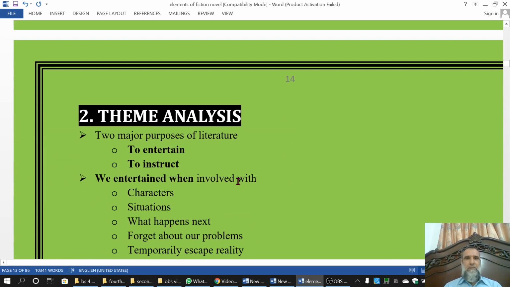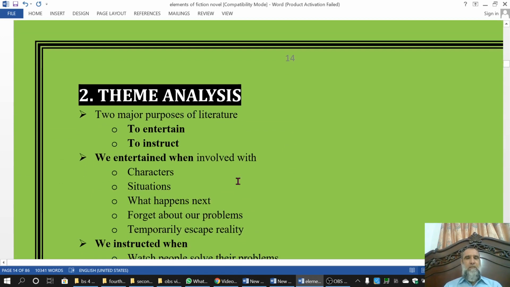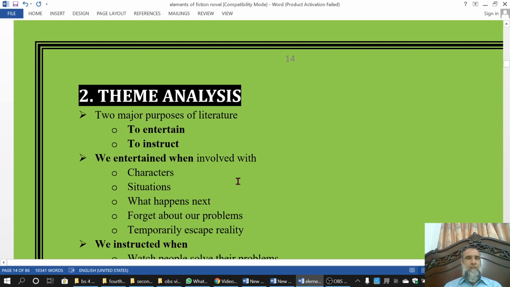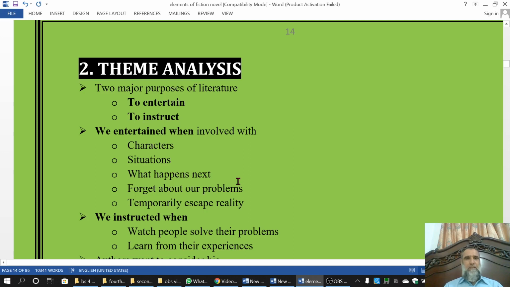So actually this is lecture number 2, which I said is lecture number 1 because in this recording it is lecture number 1. We discussed now theme analysis. What is theme? What is meant by theme? How theme emerges? And with examples it is done. We start with the overview that literature has 2 main functions to perform. Its first function is to entertain. We read literature, we read fiction, stories in order to be entertained.